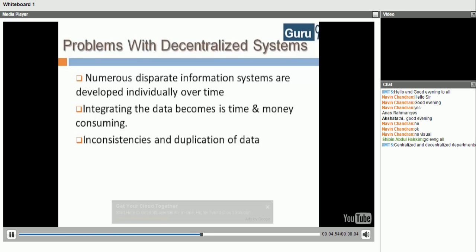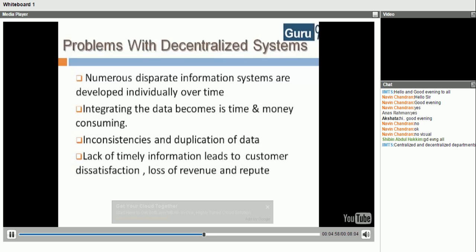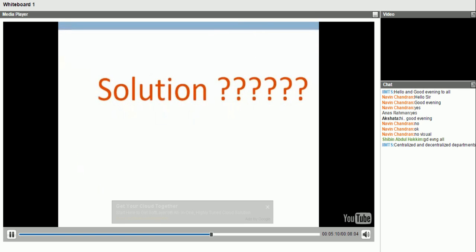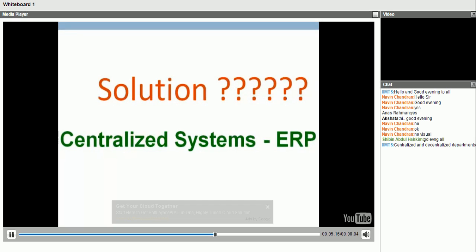Inconsistencies and duplication of data. Lack of timely information leads to customer dissatisfaction, loss of revenue, and reputation. High inventory, material, and human resource costs. These are just some of the major drawbacks for which we need a solution. Well, the solution lies in centralized systems, that is ERP.